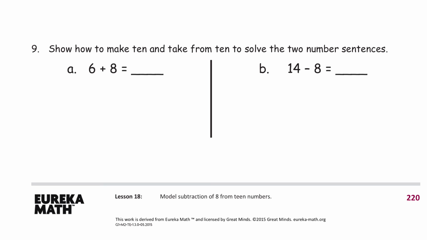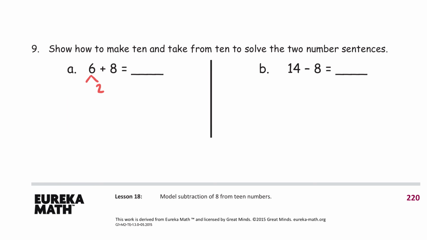Okay, boys and girls, we're going to do number 9 together. Number 9 says, show how to make 10 and take from 10 to solve the 2 number sentences. So think back to when we were just focusing on adding only, and we were trying to make a 10 because it's really easy to add with a 10 because 10 is a friendly number. We have 6 plus 8. 8 is my closest number to 10 here. How many do I have to add to 8 in order for it to be 10? Yeah, that's right, 2. So let's take 2 out of that 6.